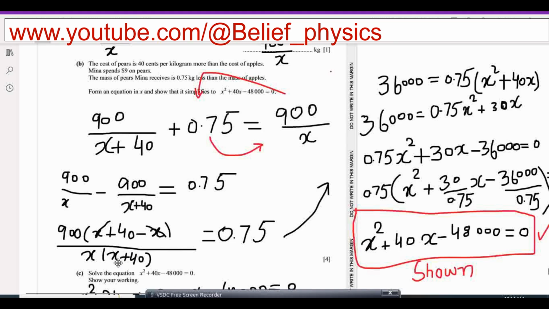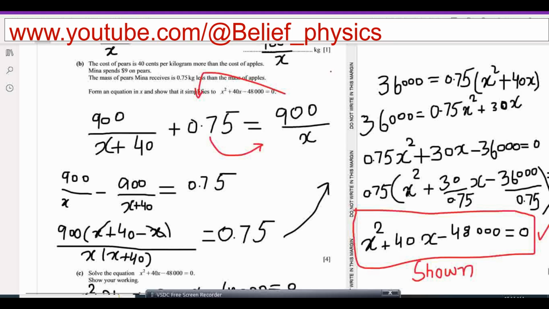36,000 is equal to 0.75 multiplied by this. x into x is x square. x into 40 is 40x. So when we multiply, we get 0.75 x square plus 30x. This we shifted here, it becomes minus, so minus 36,000. When we take 0.75 common and use a calculator, this comes out like that.